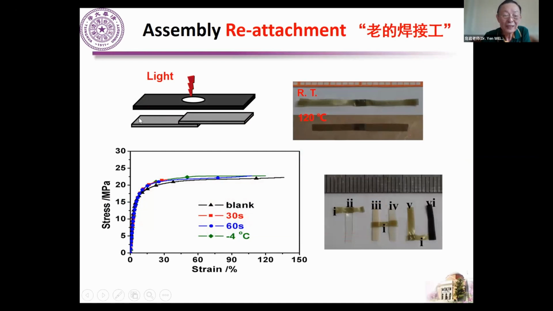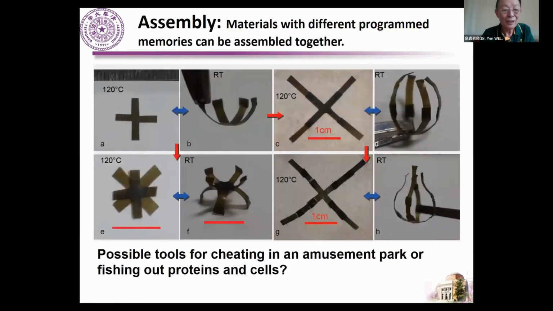Two different elastomer rubber materials put together, shine light on, they weld together. And they maintain excellent mechanical properties, and the two pieces of elastomer have different properties. We can program them to do the shape memory stuff. This is the original piece of material, and then we weld another material to it.